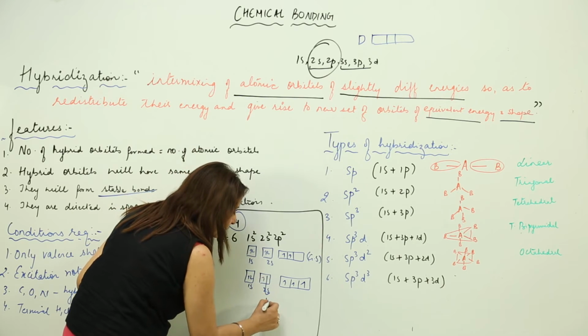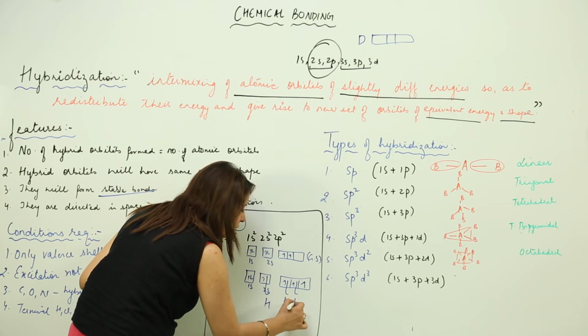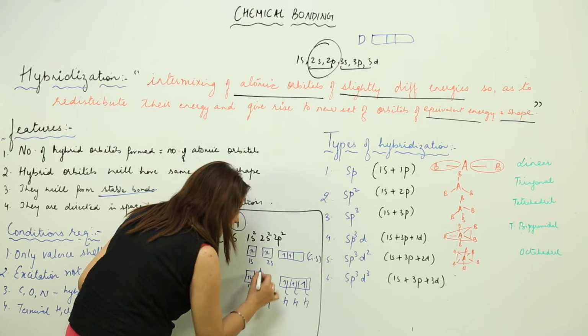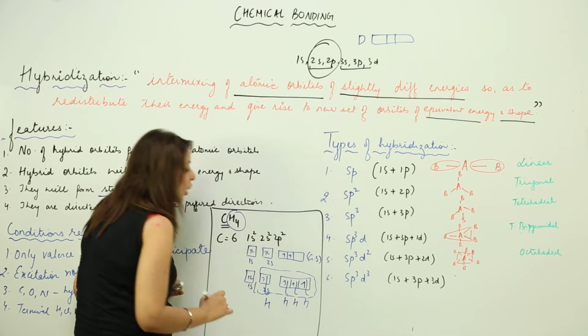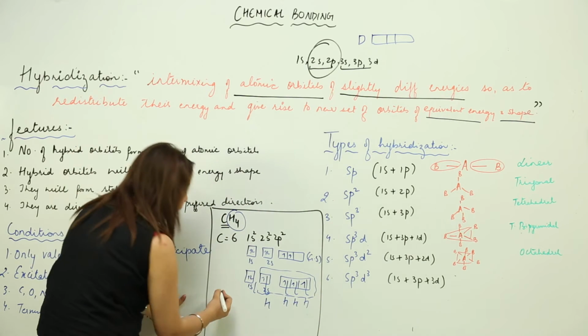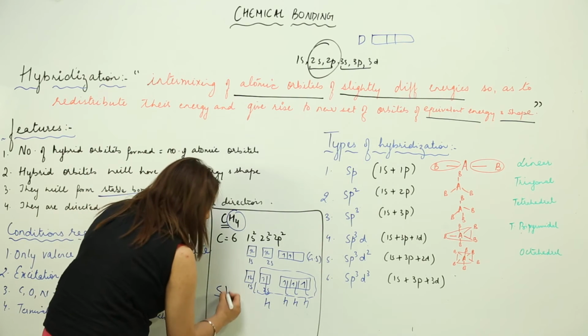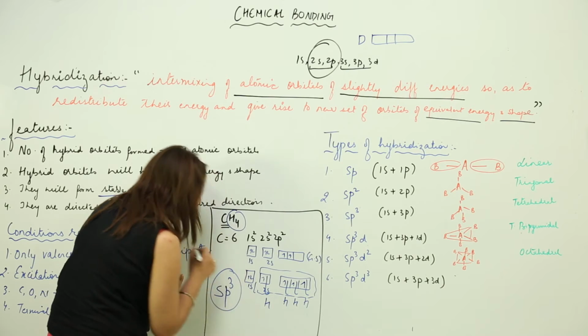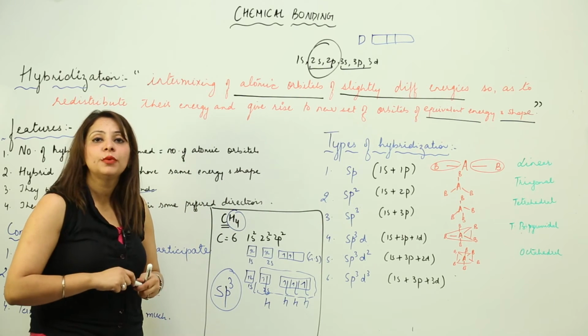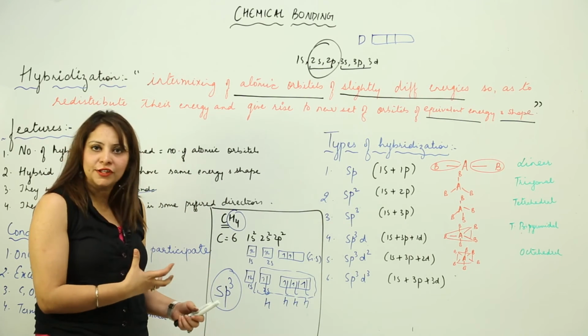So they will accommodate 4 hydrogen because they have 4 unpaired electrons. So this is our hybridization. How many s orbitals participated? Obviously 1 s orbital participated. How many p participated? Obviously 3. So its hybridization becomes sp3. So this is how you are going to give the hybridization of this thing.